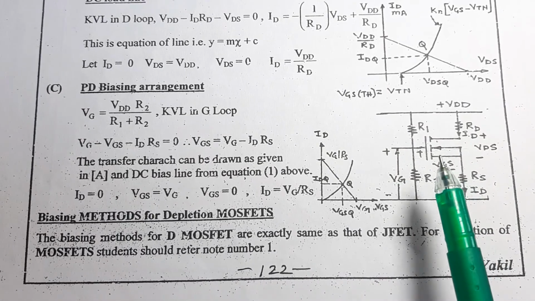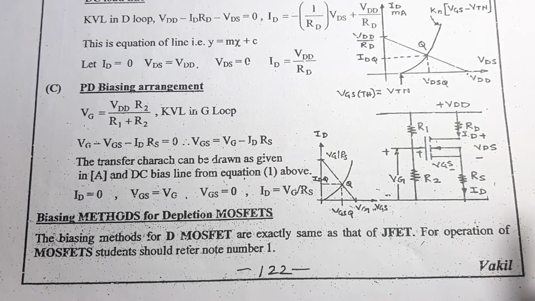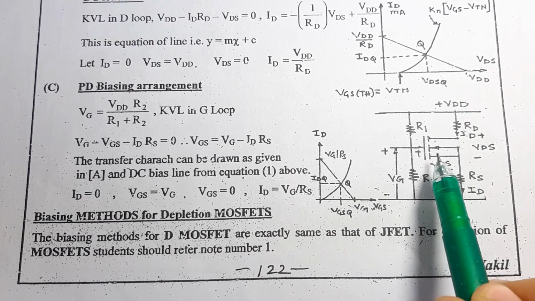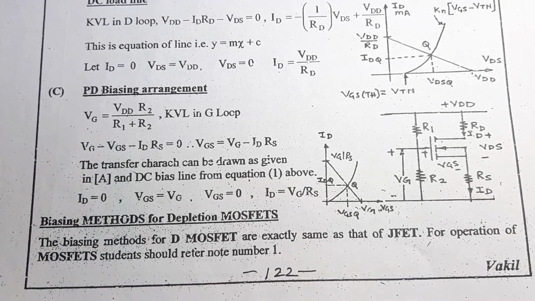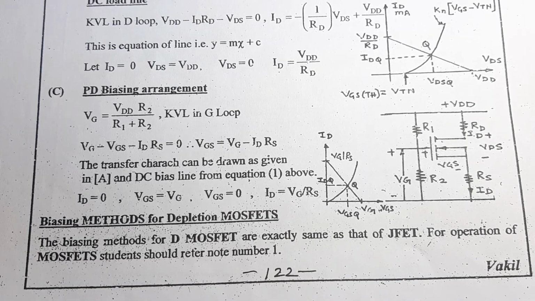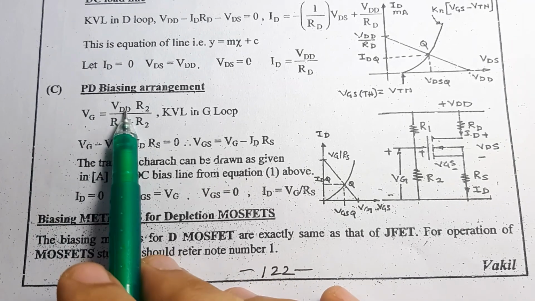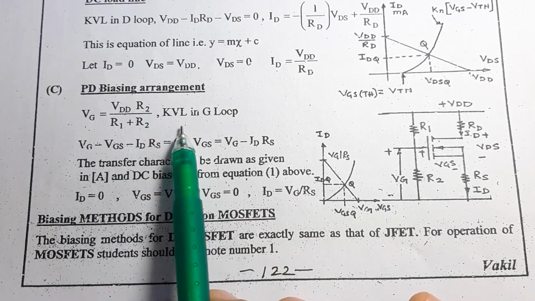Similarly, for potential divider biasing, the circuit is quite simple, similar to BJT PD biasing. The only difference is that the BJT is now replaced by a MOSFET over here. Now the formula for VG, as we had found out, VTH, is equal to VDD into R2 upon R1 plus R2.